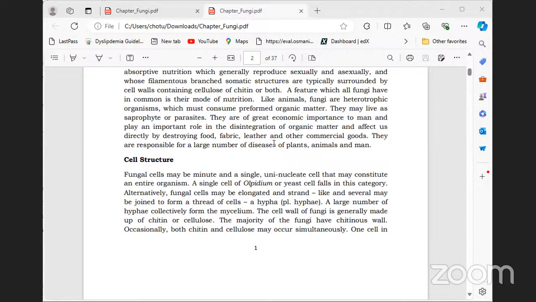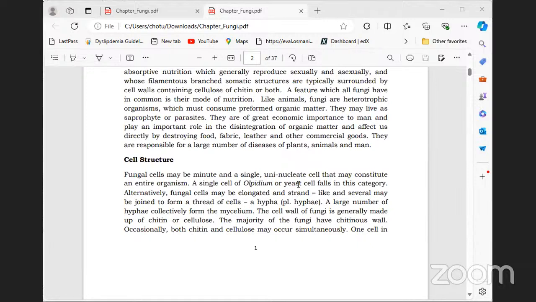Fungal cells may be minute or single, with only a single nucleus present. That's why uninucleate cells may constitute the entire organism. The single cell, like Olpidium or yeast cell. Yeast is the best example. Keep in mind, a single-cell fungal member is called yeast.